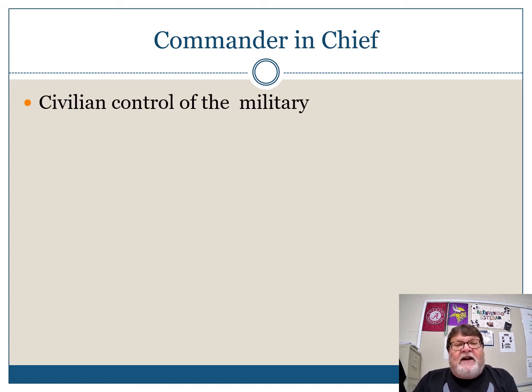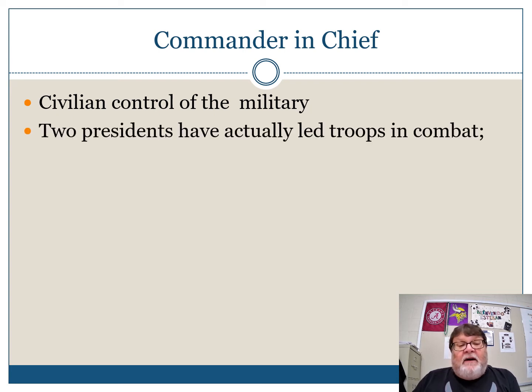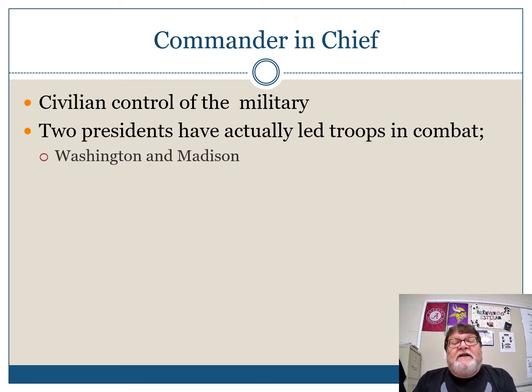Sorry, civilian control of the military is a concept we have had since the beginning. It was very, very important to the framers that we have civilian control of the military, and we do, and it works. Two presidents, though, have actually led troops in combat. They are the commander-in-chief, right? Two presidents have done that: George Washington and James Madison. Washington led troops for a short time during the Whiskey Rebellion, and then Madison during the War of 1812.